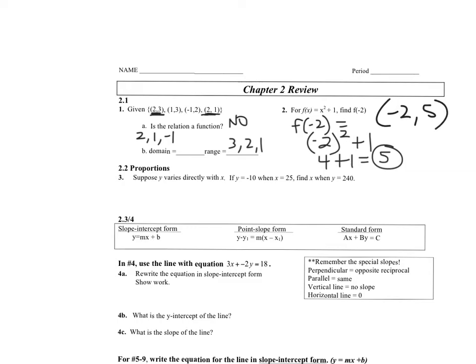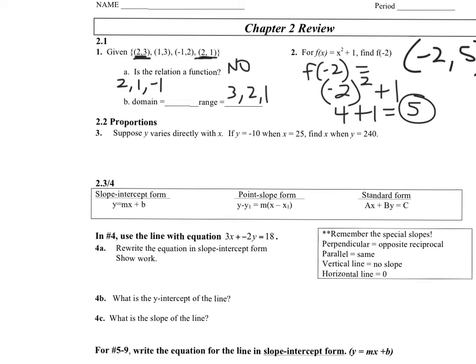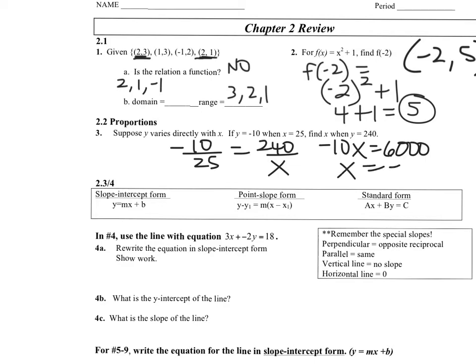Number 3, suppose y varies directly with x, and we're going to set up a proportion here. So -10 is to 25, so y over x equals 240 over x. So make sure the y's are up top, the x's are on the bottom. You cross multiply, and you get -10x equals 6,000. So x is -600.